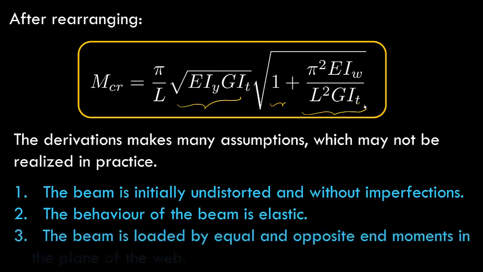The beam is loaded by equal and opposite end moments. But we can have different moments: on one side we have one moment, on the other side we have a different moment. So not always equal. And it is assumed that the moments are applied in the plane of the web. This is not the case. We cannot always have moment in the plane of the web, so it goes out of the plane of the web. So all of this violates the assumptions that have been made in this theory.